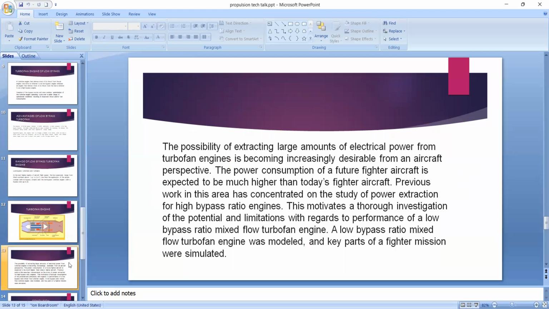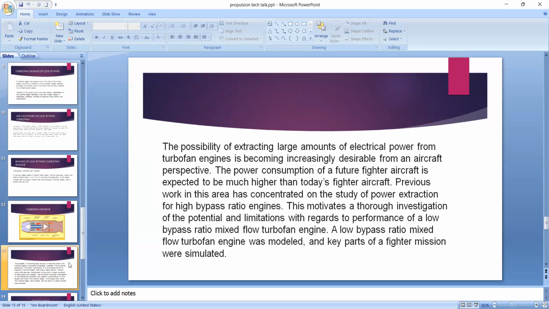The possibility of extracting large amounts of electrical power from turbofan engines is becoming increasingly desirable from an aircraft perspective. The power consumption of a future fighter aircraft is expected to be much higher than today's fighter aircraft. Previous work in this area has concentrated on the study of power extraction for high bypass ratio engines.